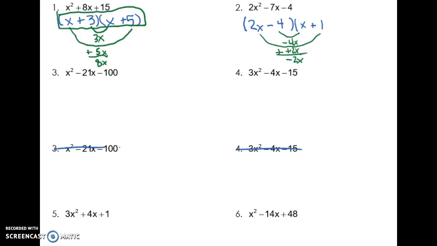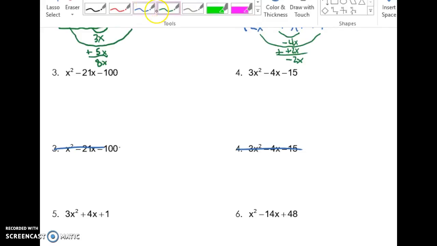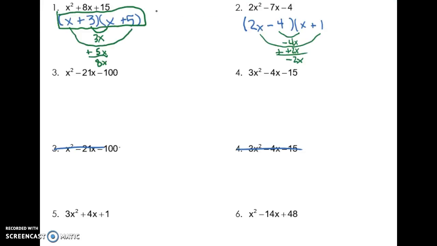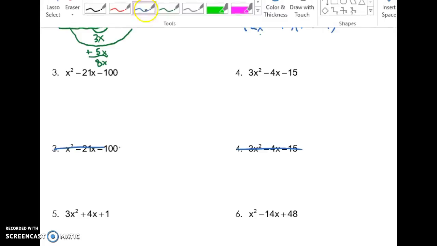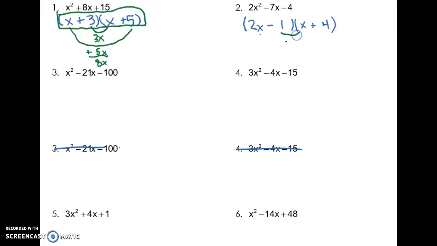Okay, that's still not the combination I'm looking for. I want it to be negative 7x. All right, let's try something different. Let's switch them. Let's make that a 1 and that a 4. Let's see what happens. So I multiply these together, I get negative 1x. I multiply those together, I get 8x. I add them up, I get 7x.